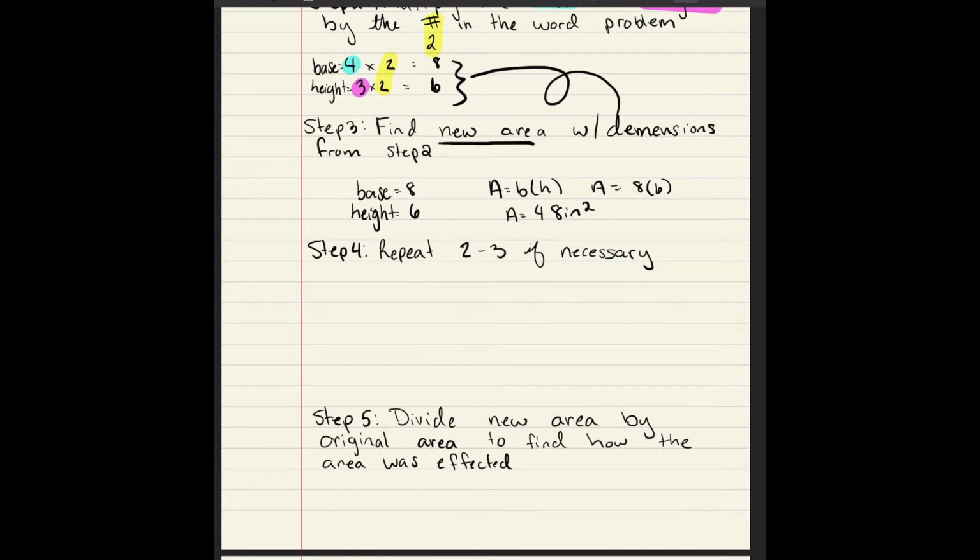So if necessary, repeat step 2 and 3. So in our word problem, we had 2 numbers that could be multiplied by. So I'm going to do the base and the height from the original problem, which was 4 and 3, and multiply it by 3 this time, because in our word problem, they gave us 3 also. So I have 4 times 3, which gives me 12 inches, and 3 times 3, which gives me 9 inches. Then I would have to find the area with these new dimensions.